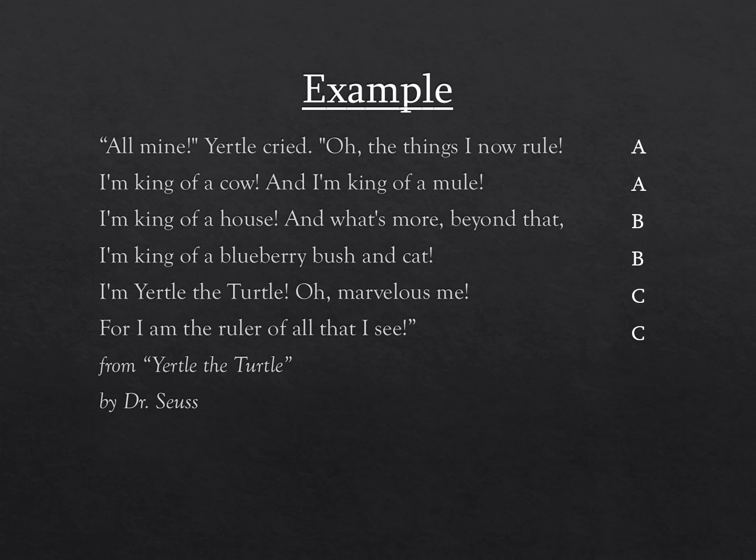So now we have AA, BB. Now the next one is me. Me does not rhyme with cat and mule, hence we will use another letter to represent this sound, and that is C. Because me is the last word in the stanza, hence the presence of C as the last letter in the rhyme scheme. That is why our rhyme scheme for this example is AA, BB, CC.